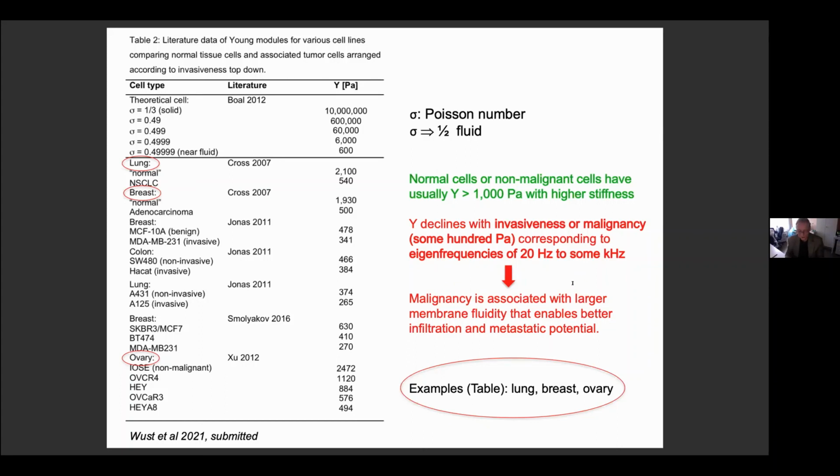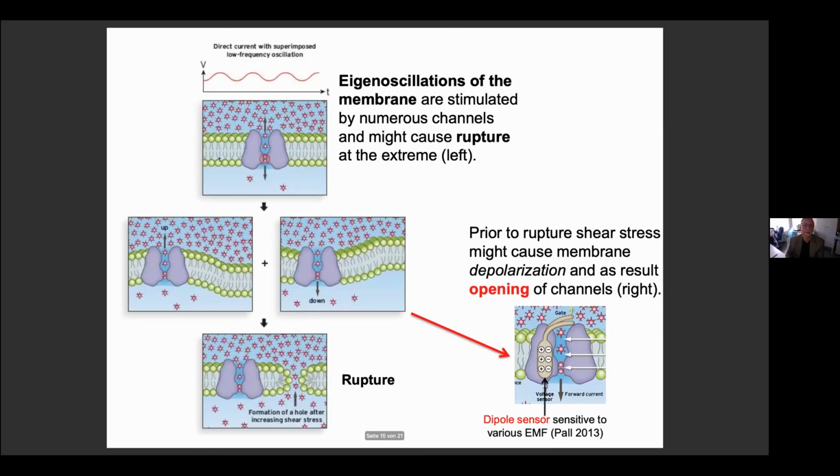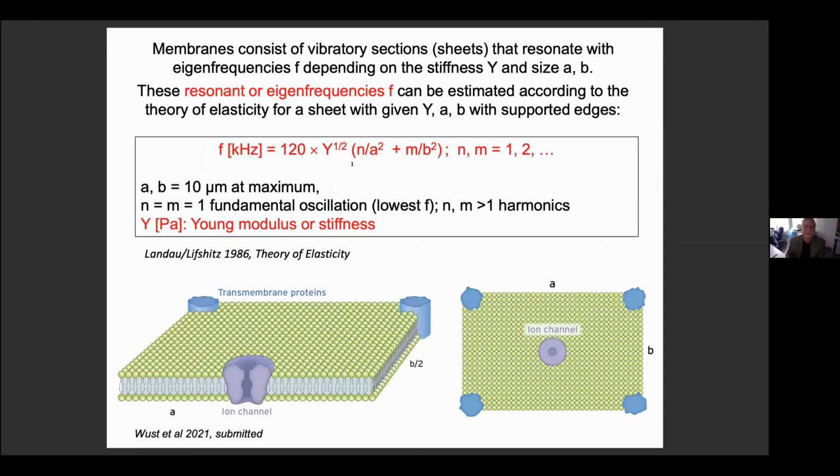And now you see that we expect for tumor cells lower eigenfrequencies, which are in the range of hertz to kilohertz. So you see that if you use this formula I have shown to you, then you get eigenfrequencies of malignant cells in the range of hertz to kilohertz. So you understand? Yeah, sorry, but that there might be an eigenfrequency. So I come to the conclusion.